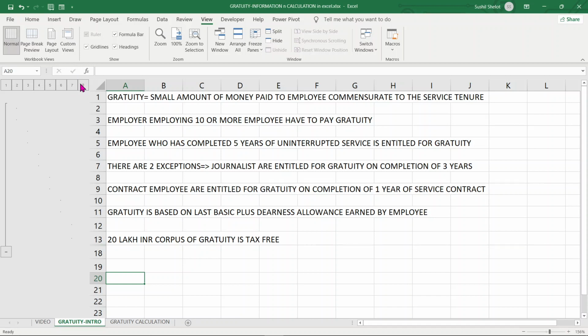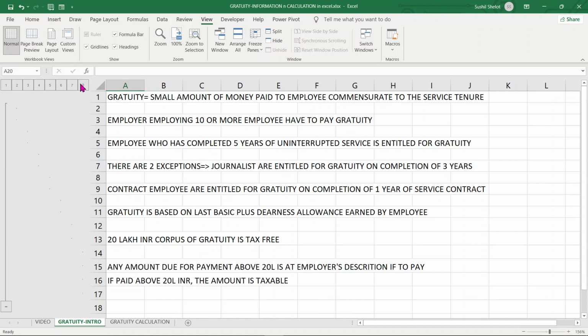Well, there is one more point over here, and that point is very important to be taken note of. Anything that is above 20 lakh rupees will be paid at the discretion of the employer. So the employer can decide whether or not to pay any gratuity portion which is above 20 lakh rupees. Well, as I already said, the amount that is over and above 20 lakh rupees shall be taxable as per the norms of that time.